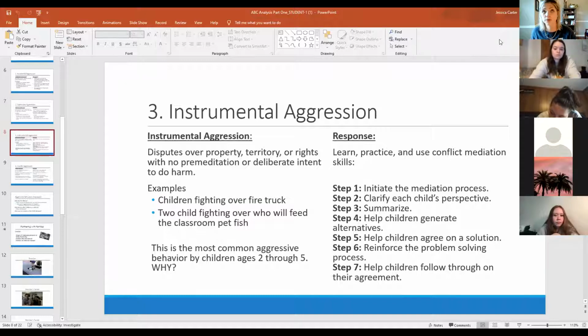We saw some examples of this in the midterm questions where you had to rewrite those observations of what happened. A child taking a train out of another child's hand, someone taking a toy out of a child's hand in the sandbox. Those are all instrumental aggression examples, right? This is the most common aggressive behavior that we see in children, toddler to preschool age. Does anyone have thoughts on why? You can use the chat or you can shout it out if you're willing to do that.